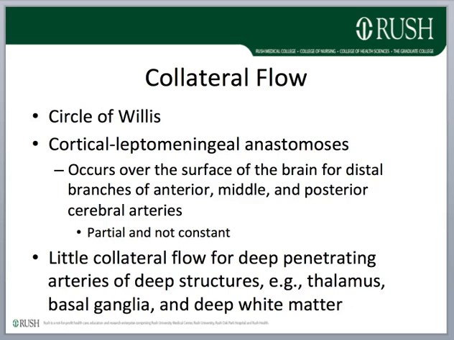All right, let's talk a little bit about collateral flow. The major source of collateral flow is the circle of Willis, supplemented by the external carotid ophthalmic pathway. Partial and inconstant reinforcement is available over the surface of the brain for the distal branches of the anterior, middle, and posterior cerebral arteries through cortical leptomeningeal anastomoses. In contrast, there is little, if any, collateral flow for the deep penetrating vessels supplying structures such as the thalamus, basal ganglia, and deep white matter.